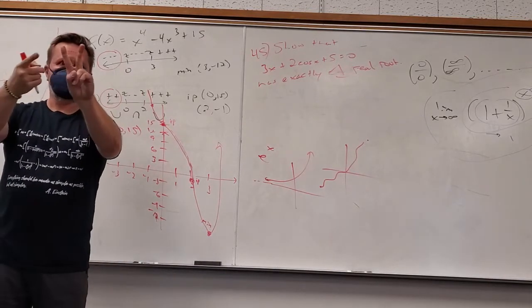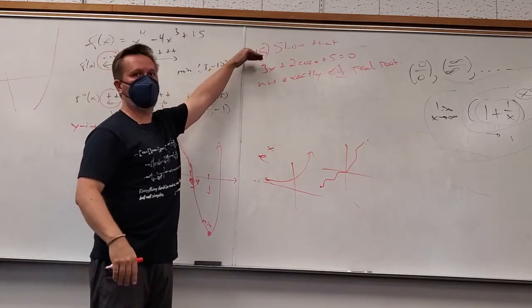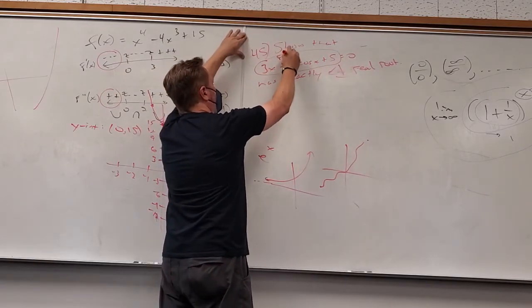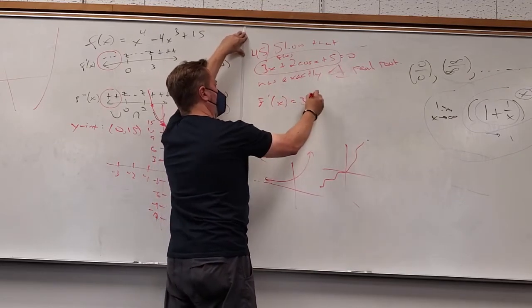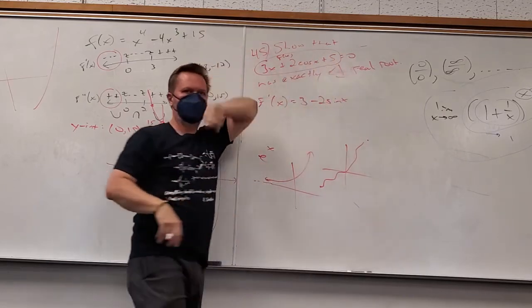So let's tackle one of those two. There are 2 things, right? It's got to always be going up or down. What does that involve me doing with this function? Taking a derivative. So let's call this f of x. What's f prime? 3 minus 2 sine x.